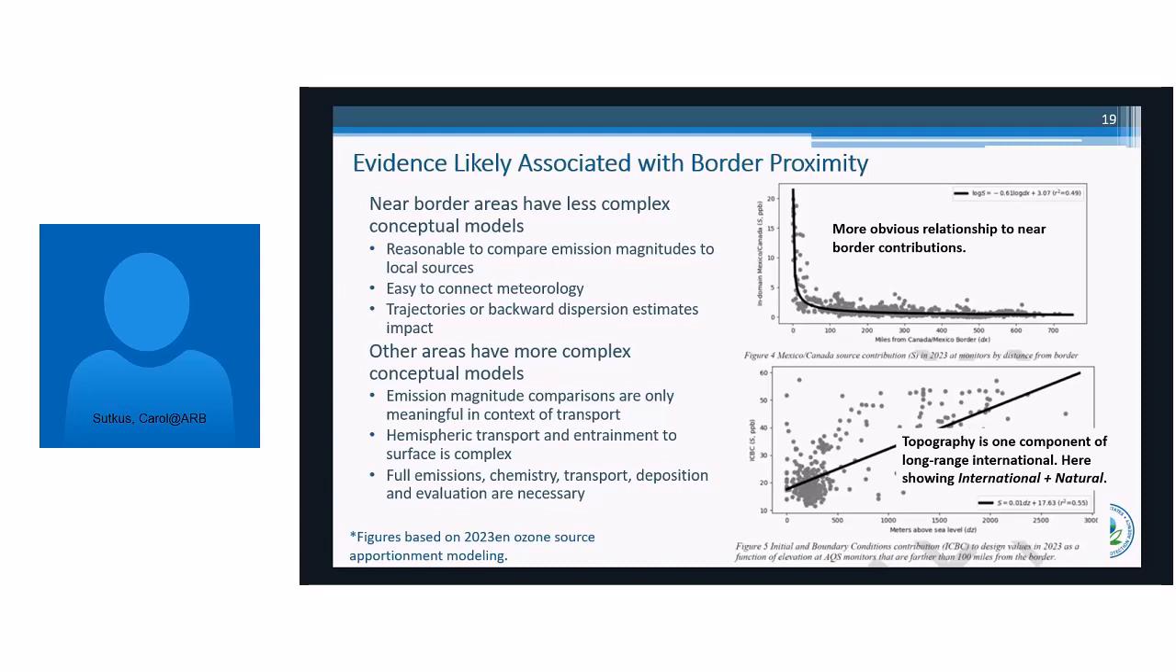Other areas are going to have more complex conceptual models, and one reason, for example, would be if you're comparing emission magnitudes. Those comparisons have less meaning when the sources are at very different distances from the monitor. In addition, hemispheric transport may be required to connect those emission sources to the surface monitors that are being evaluated. And so in those cases, you're typically going to need full emissions chemistry, transport, and deposition, and evaluation of those processes to understand the connection of international sources to your monitors.